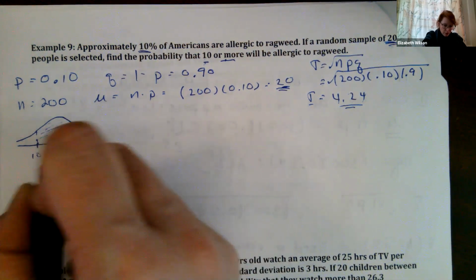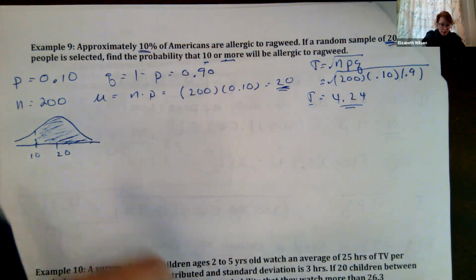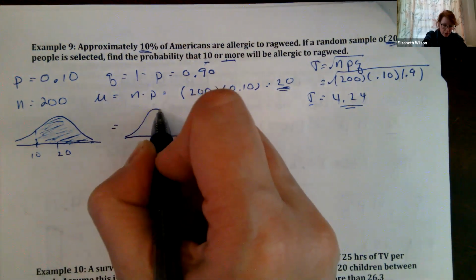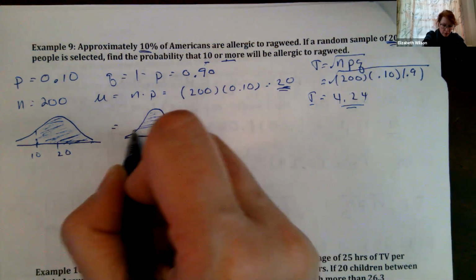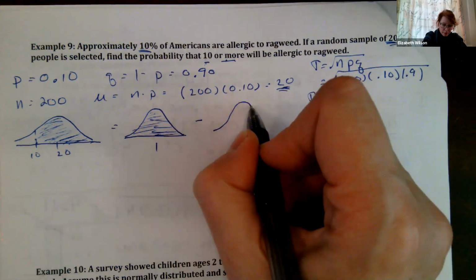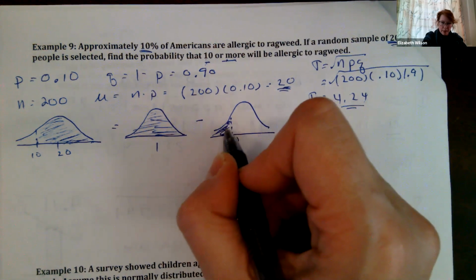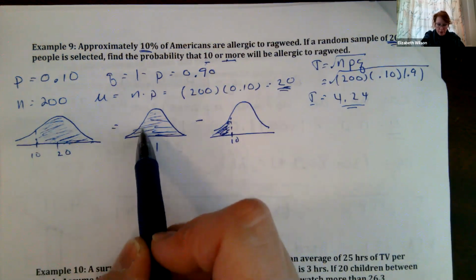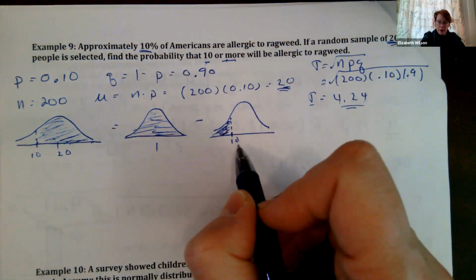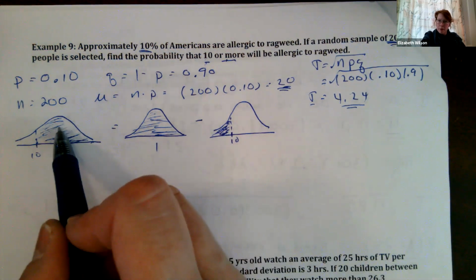So this shaded region is what we're looking for. But remember, our z table only tells us probabilities to the left. So that means I have to think about taking the whole area under my curve, which is equal to 1, minus, and I have to subtract out the area under the curve that's less than or equal to 10. And that's going to give me what's left over. It's going to give me what's greater than or equal to 10. So now I have to calculate my z values for 10, calculate what the probabilities are so I can subtract it from 1, and then that's going to give me the probability here.